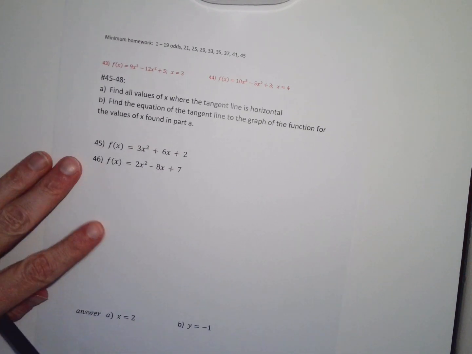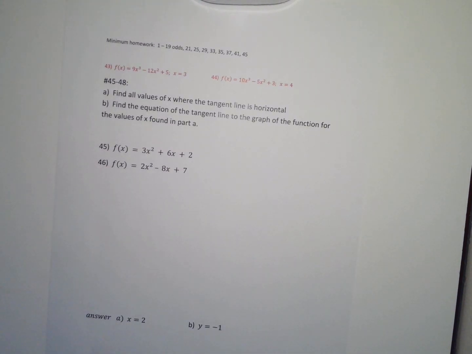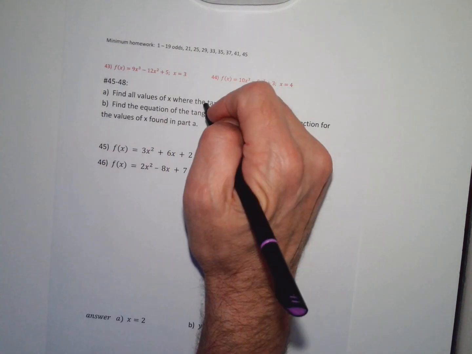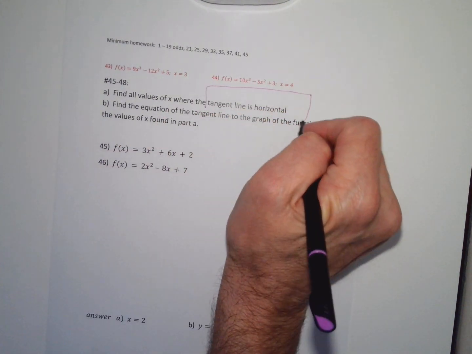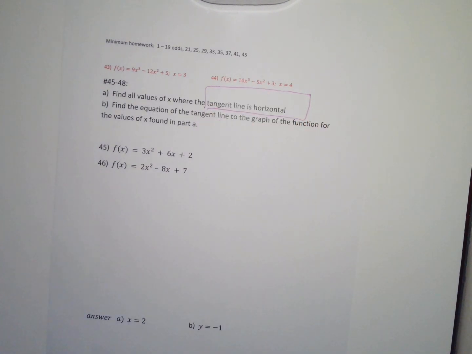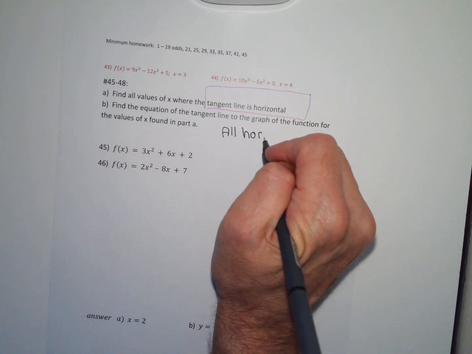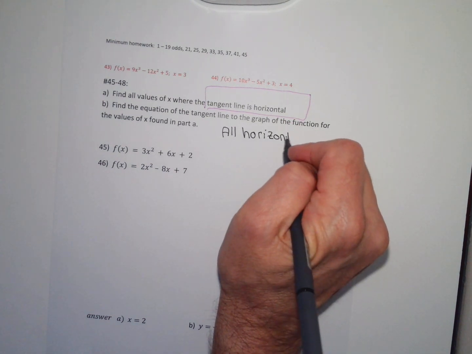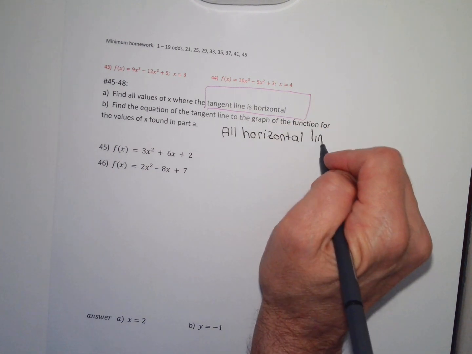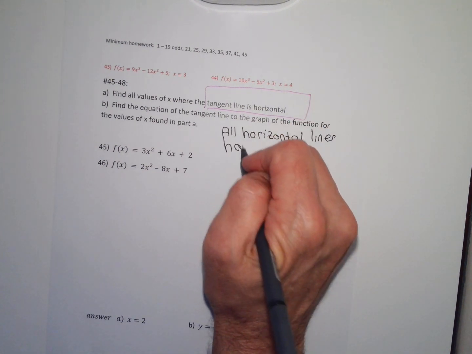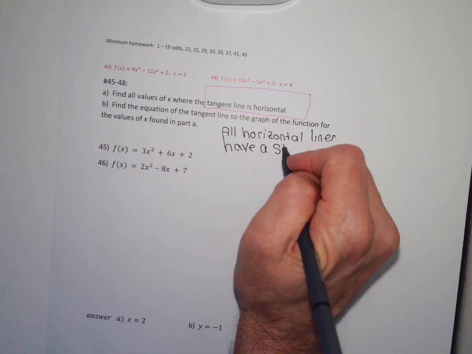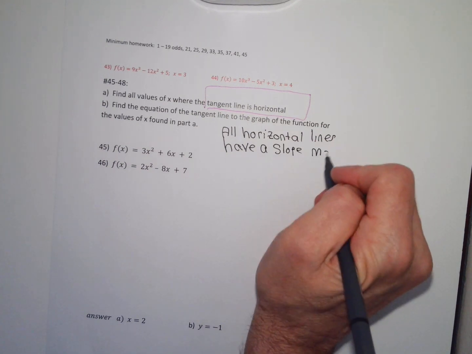Oh, this is a good problem. For 46, it talks about horizontal lines. And this is a big deal. It comes up a lot in our class. I should have done something about this in the beginning, but I didn't. I have to know that all horizontal lines have a slope of 0. So all horizontal lines have a slope of m equal to 0.